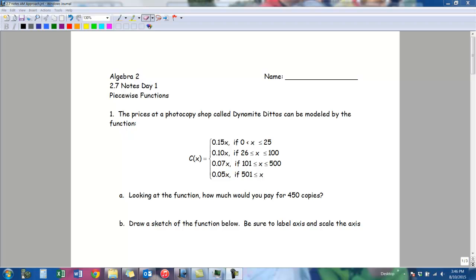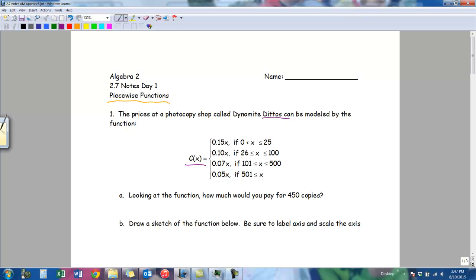This video is going to talk about piecewise functions. Now, piecewise functions are just pieces of lines, pieces of functions rather than the entire line or the entire function. Right here, there's an example of a copy place, dittos. That's kind of an old word now.